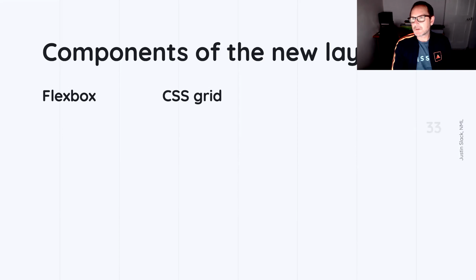The second thing is Grid, and Grid has now been usable for about 18 months. There was a sudden flurry towards the end of 2019 where we suddenly had all the browsers supporting it.